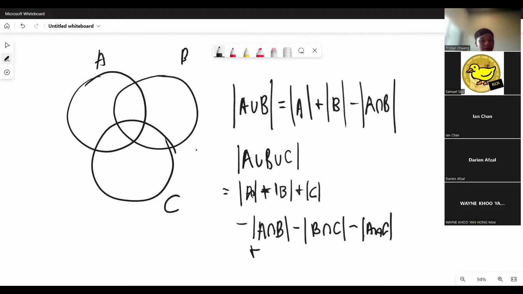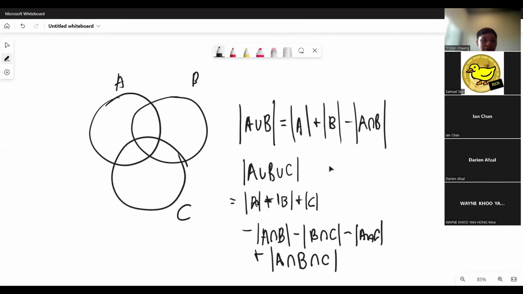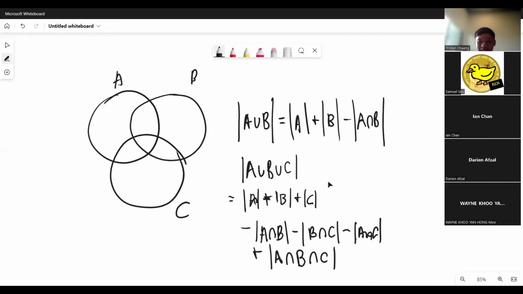Now, the one in the middle suddenly vanishes because we subtracted that many. So we just add back A intersect B intersect C. Okay, so this is the 3-set version of PIE.